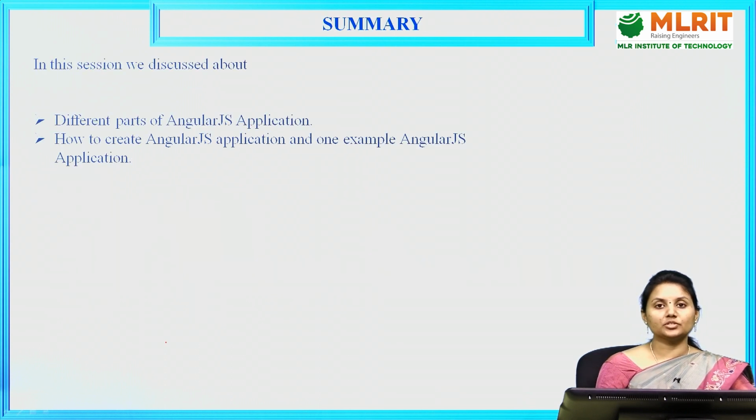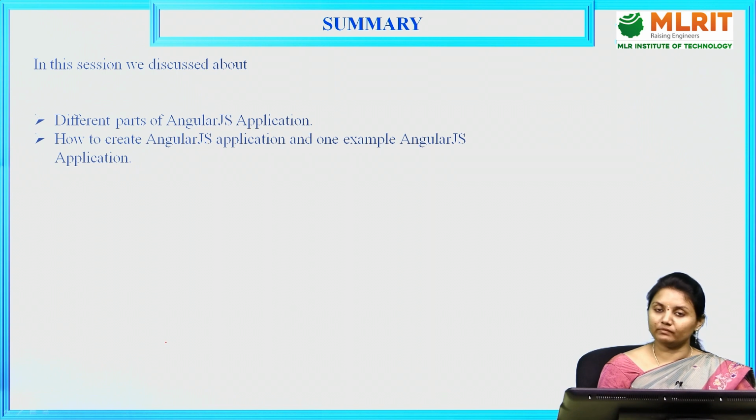So in this session we have discussed different parts of an AngularJS application and how to create an application with one example. Okay, the different parts are nothing but directives, controllers, expressions. We have only seen the different directives that need to be included in your AngularJS part. That is one part. HTML is one part, and scripting is one part. Integrating those both is nothing but your script. That is one part. Okay.